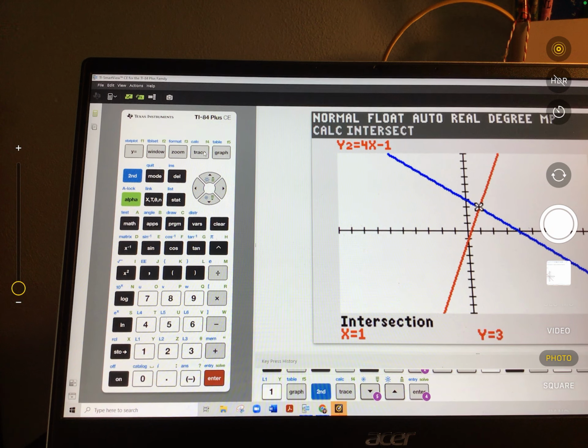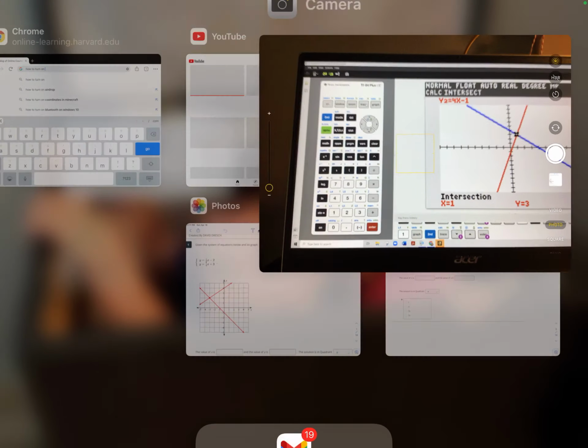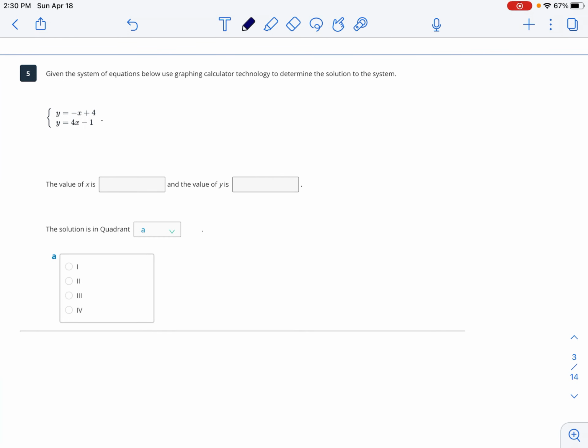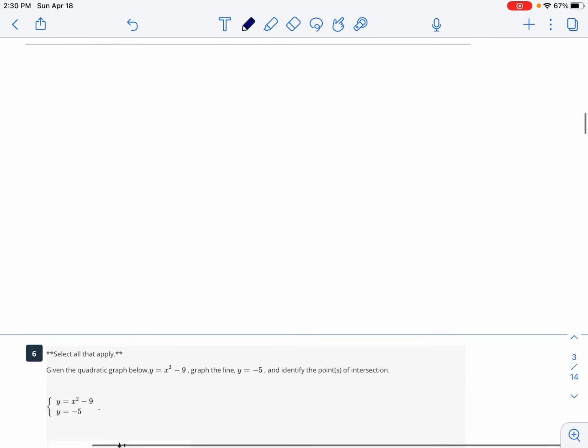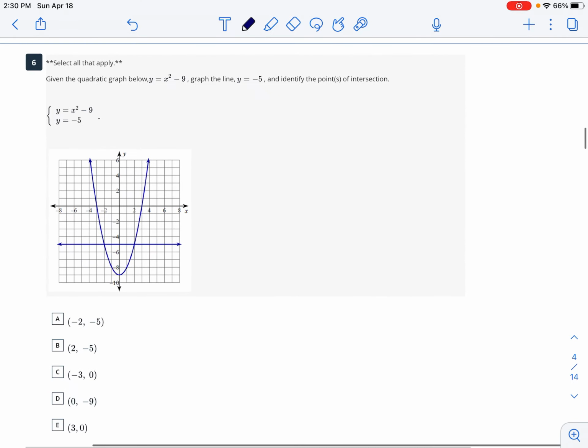I see the intersection is 1, 3. So when I go back, the value of the x is a 1, the value of the y is a 3, and it was located in quadrant 1, where everything is positive. You did not need to do that for number 6.